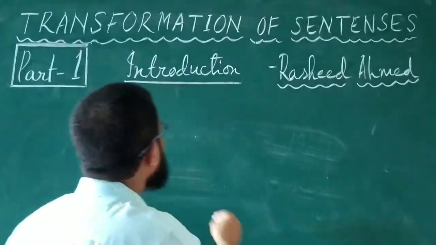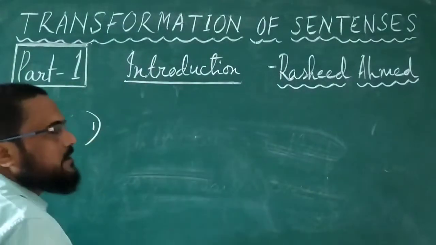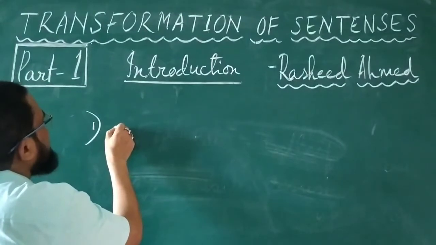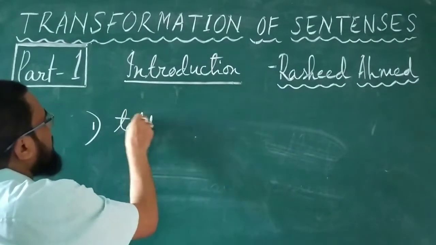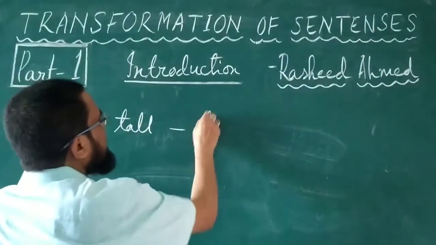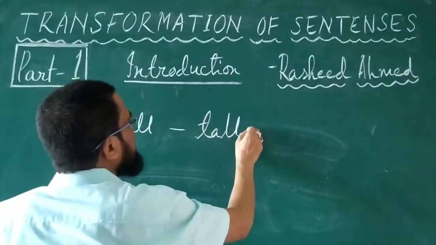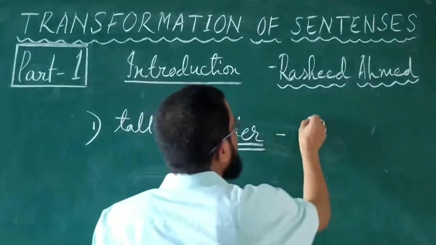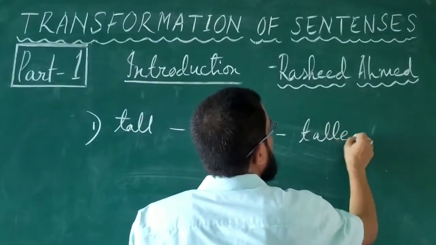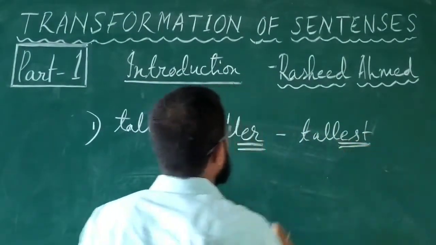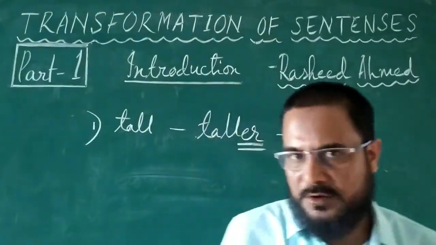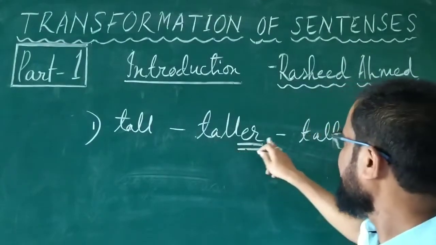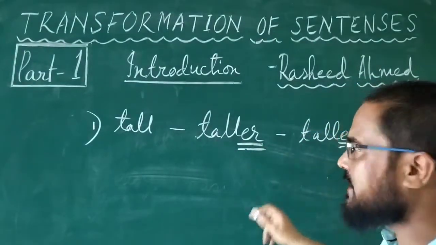What is the first way? The first way is to add er or est. For example, you write tall, as I have given tall. This is positive degree. Just add er. Er is added, it becomes comparative. Then, when you make it superlative, you use est. Original word was tall, positive degree. You used er, it became taller, comparative degree. Again you use est, it became superlative degree.